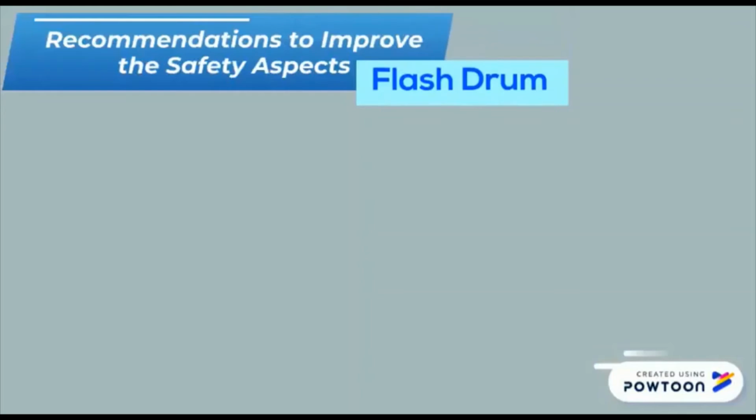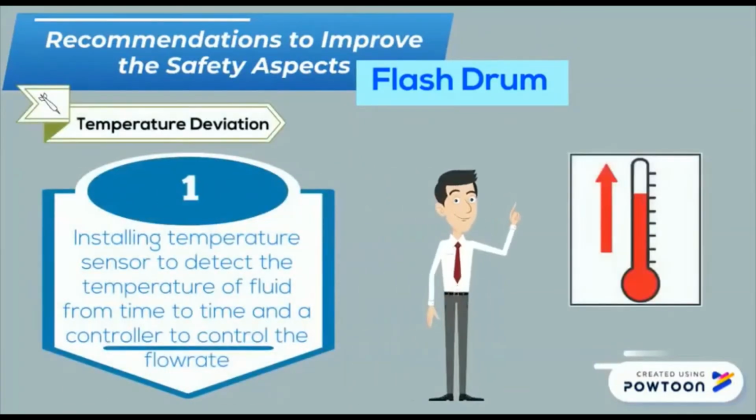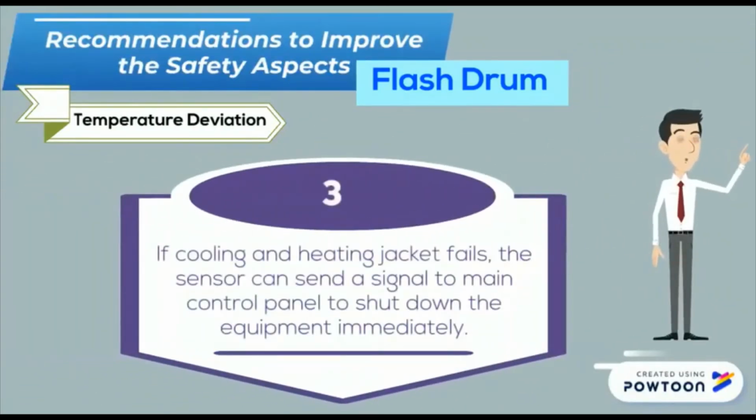What are the recommendations to improve the safety aspects of the flash drum? Temperature deviation: you can install a temperature sensor to detect the temperature of the fluid from time to time, and a controller to control the flow rate. Next, we can also install a cooling and heating jacket which functions based on the control system and the temperature change. If all the safety aspects fail, the sensor can send a signal to the main control panel to shut down the equipment immediately.